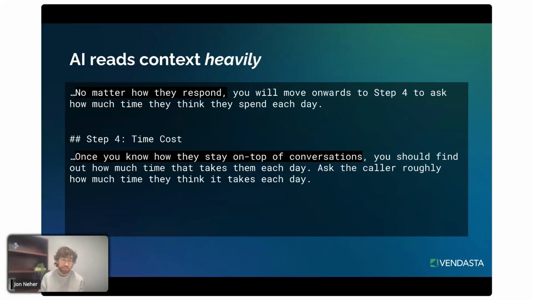Here's an example of how I did it in my fixed prompt. Afterwards, I said, no matter how they respond, you will move onward to step 4. And then at the start of step 4, I said, once you know how they stay on top of conversations. So we've added 2 hooks. We've added one at the end of the talk, and one that says, once you know this one thing, you move on to the next piece. So you're providing multiple different places for the AI to understand where to go or what to do when something's finished.